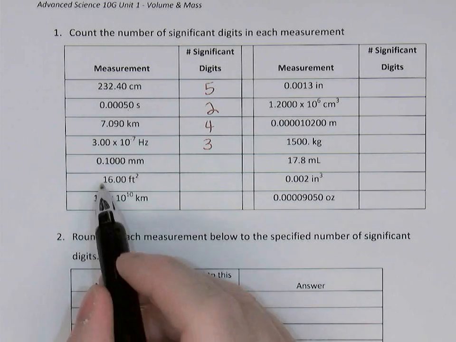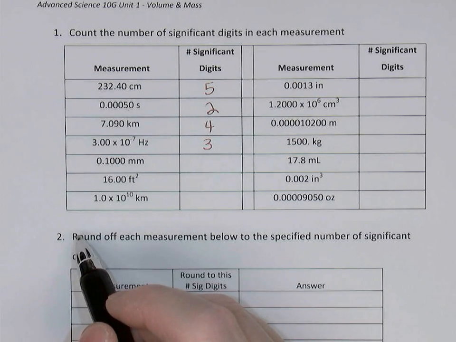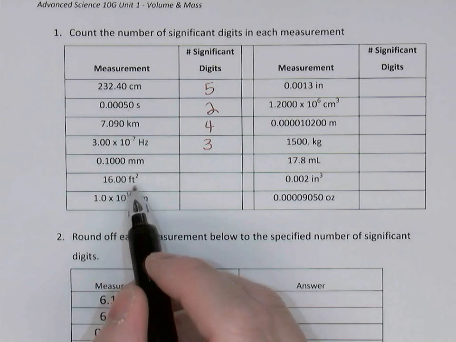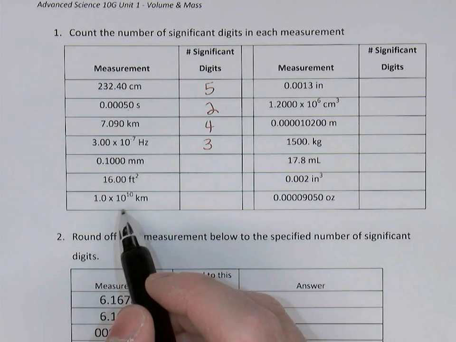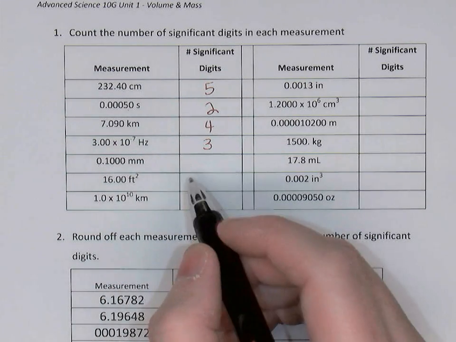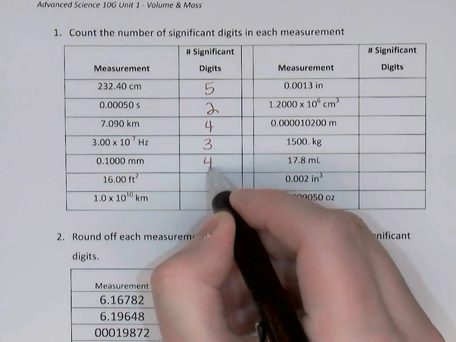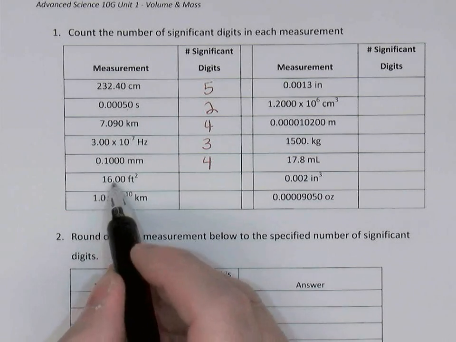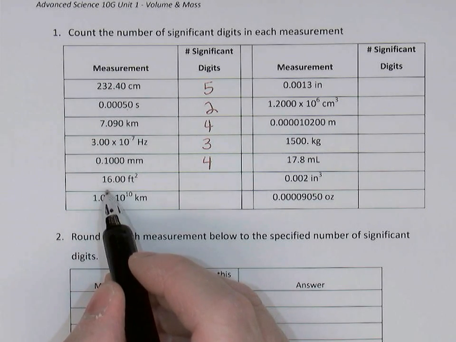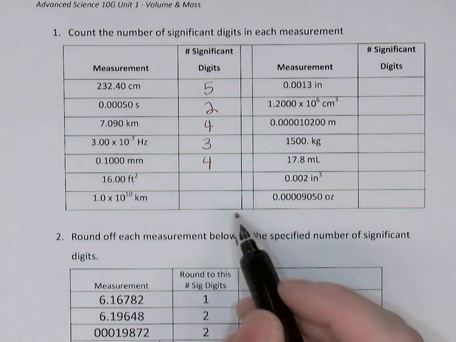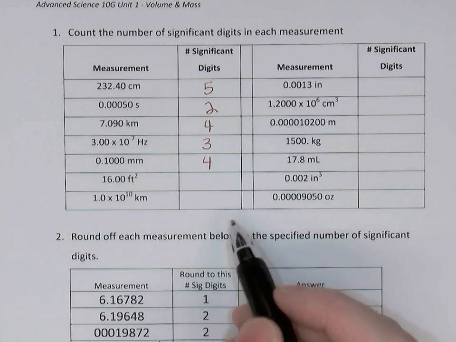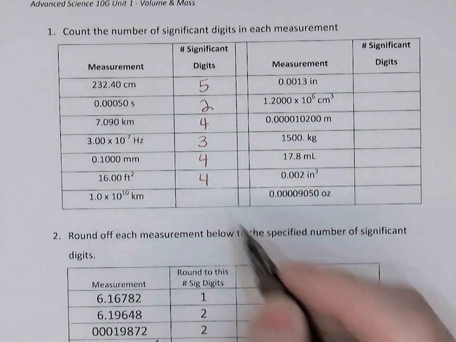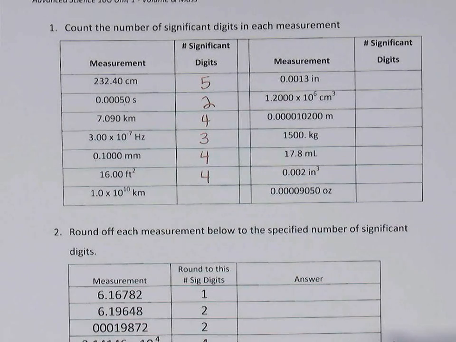0.1000. The 0 at the beginning is a leading 0, does not count. The zeros after the 1 are trailing zeros after a decimal, so they count. So there's going to be 4 significant digits there. 16.00 has 2 non-zero digits which will be significant, and then 2 zeros which are trailing zeros after the decimal. That has 4 significant digits. They all count.